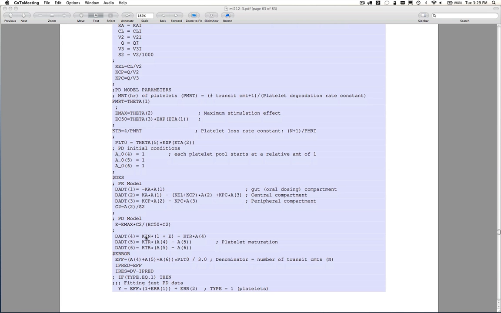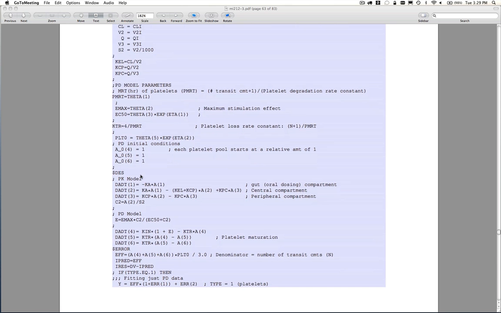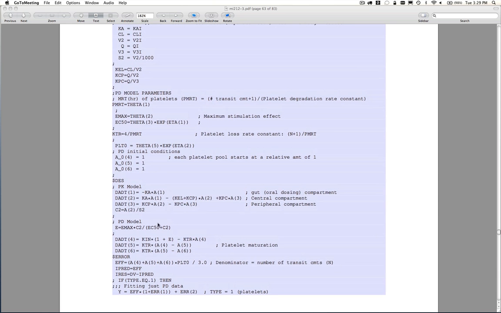But anyway, we can assume that at the beginning, when there's no drug effect, your KN is going to equal your K transit times A6. And if we remember that A6 we've set up to equal 1, KN is really just equal to K transit. I may have that up here somewhere. It should be set within the code somewhere as such.